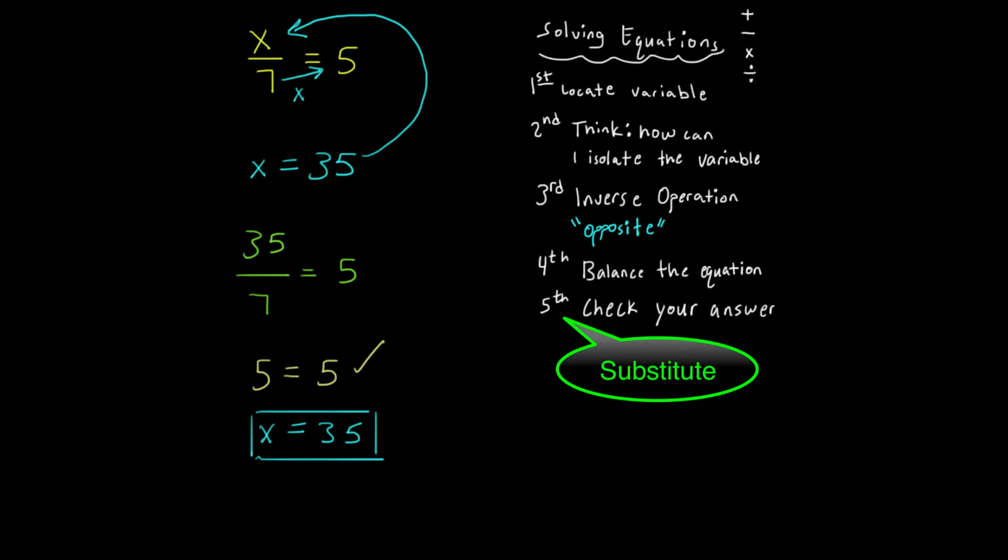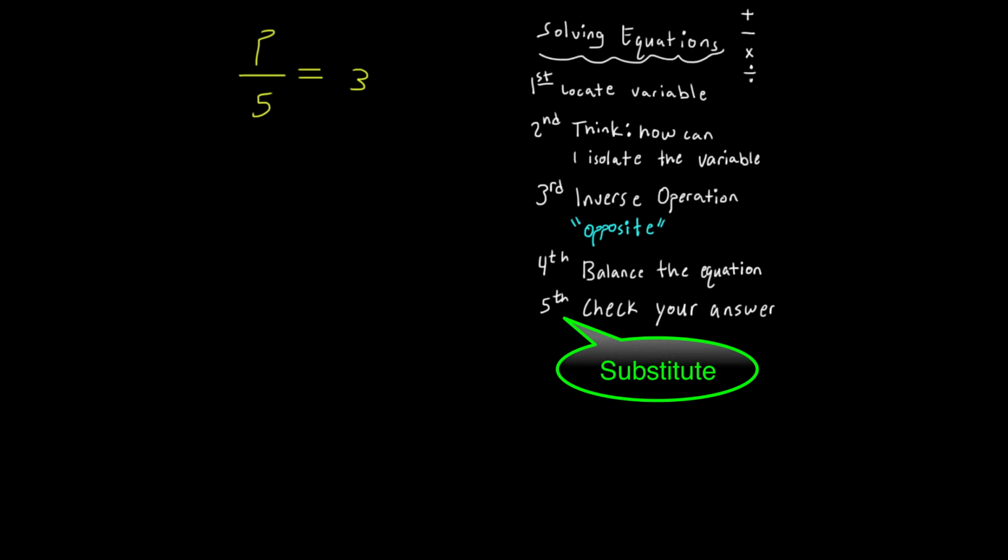I'm going to hide this information, pull a new problem up. So I'm going to work on this problem a little bit quicker. I'm going to take 5 and I'm going to push it to the other side of the equation using the inverse operation, which is multiplication. I'm left with p is equal to 5 times 3 is 15. I'm going to substitute this 15 back into the original equation.